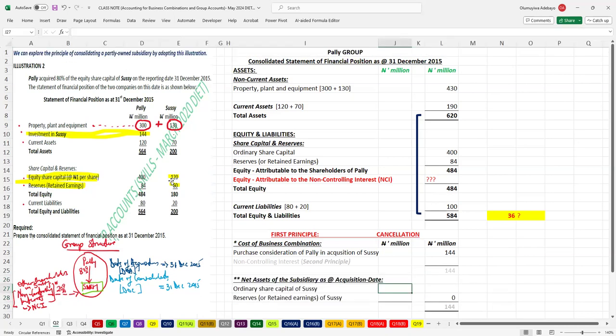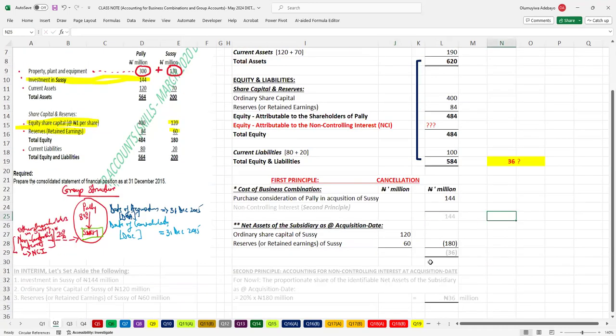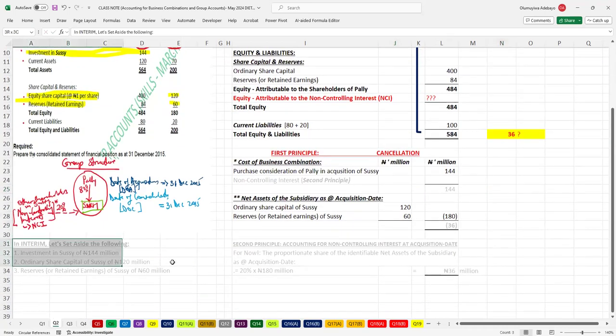Remember, this 120 and 60, we'll bring it here. We'll bring it to the point of cancellation. Okay, now, it will lead us to the second principle. What is my second principle?